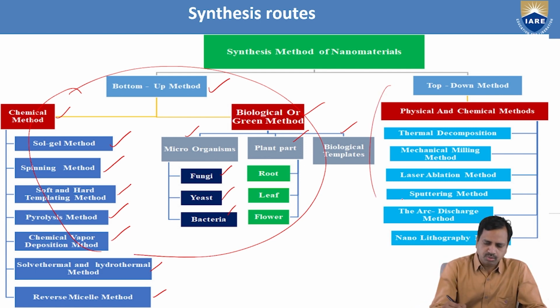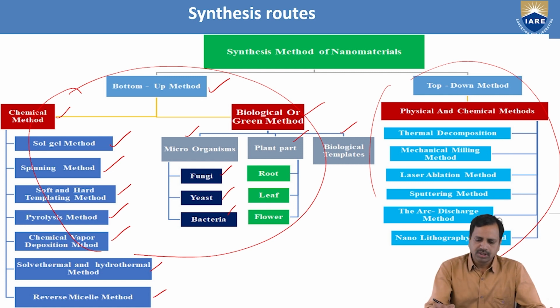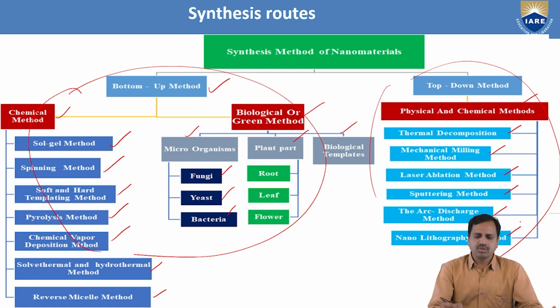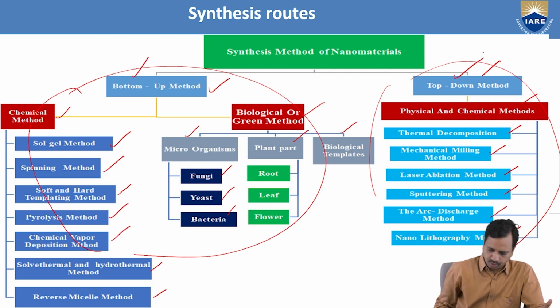Then we come down to the top down method: physical and chemical methods, thermal decomposition and mechanical milling method, laser ablation method, sputtering method, the arc discharge method, and the nano lithography method. These are called the top-down methods. We have also discussed before, top-down means the material is already there, and we convert that material into nanomaterials. But in the bottom-up approach, during the synthesis itself, when we are creating the material, we try to convert it into nanomaterials. So these are broadly divided into two parts.